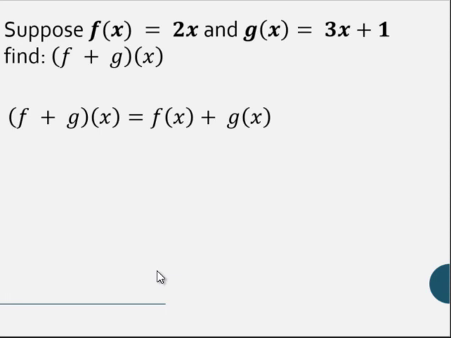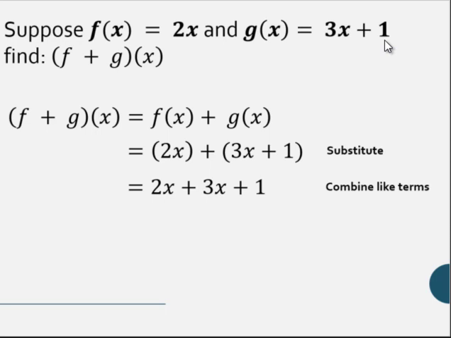So f plus g of x is also equal to f of x plus g of x. Now, we are going to substitute the value of f of x and the value of g of x. So the value of f of x is 2x, and the value of g of x is 3x plus 1. After substituting, now we are going to combine the like terms.